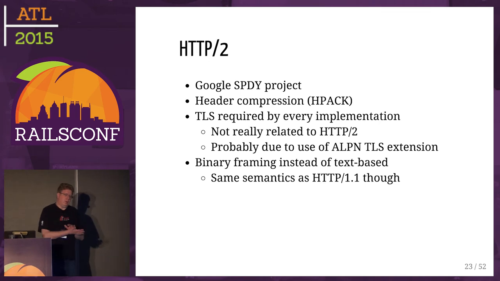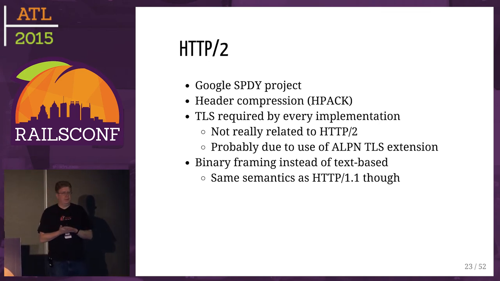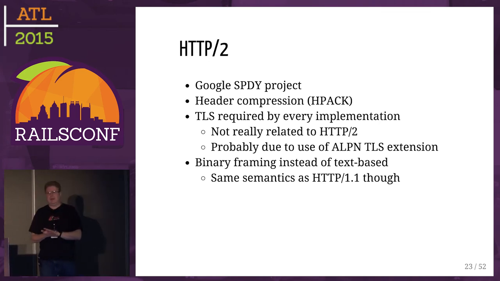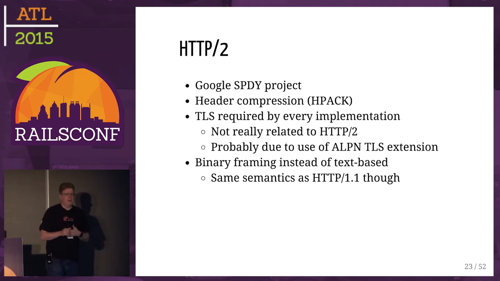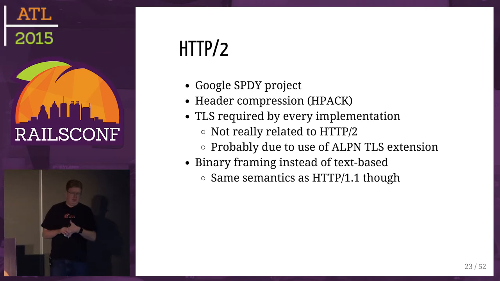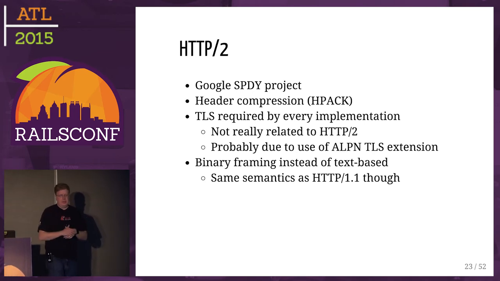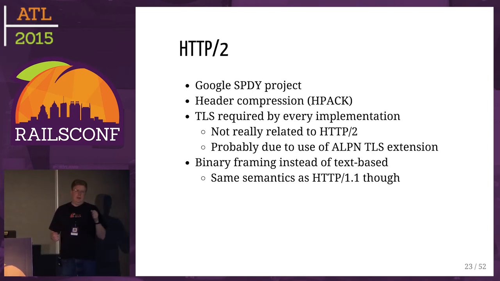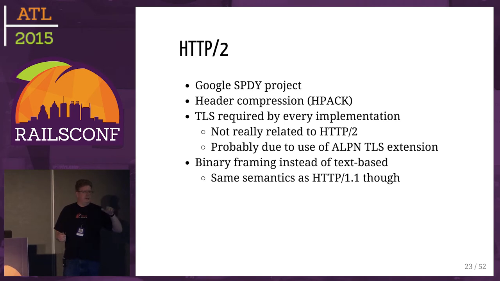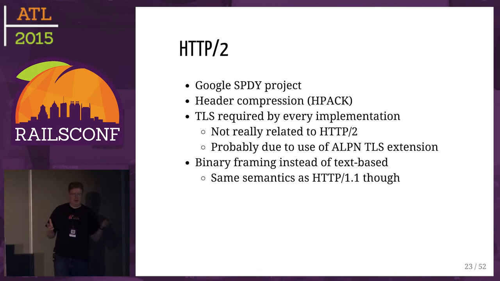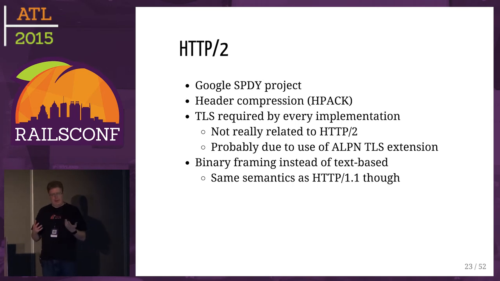All right. So, as I said, HTTP2 was recently approved and ratified. It came out of a project at Google called Speedy, S-P-D-Y. Apparently, they wanted to make it speedy to write the word speedy. So, as I said, we can gzip the body, but in HTTP 1.1, we can't compress the headers. HPACK is a part of HTTP2 that allows header compression.